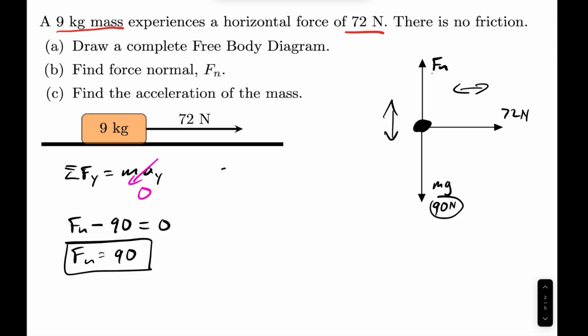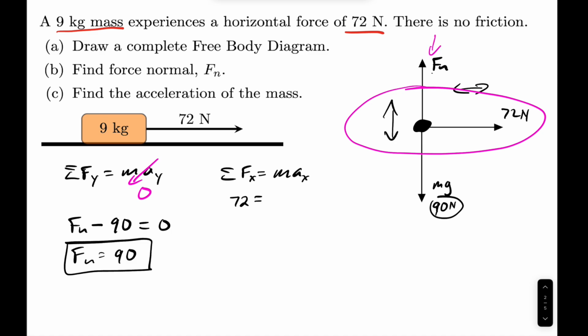Now let's take care of the x direction. The summation of all the forces in the x direction is equal to m times a in the x direction. In the x direction, there's only one force, so it's 72 newtons to the right, and that's going to be equal to, now in this case, and again, look at the free body diagram.